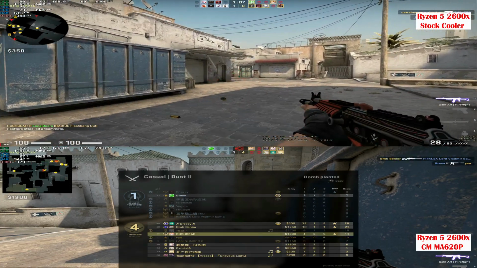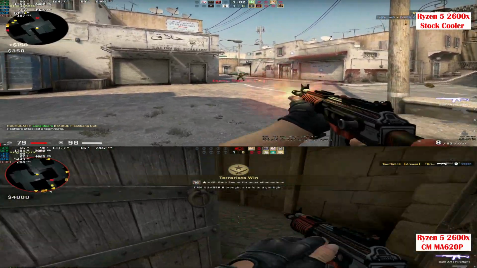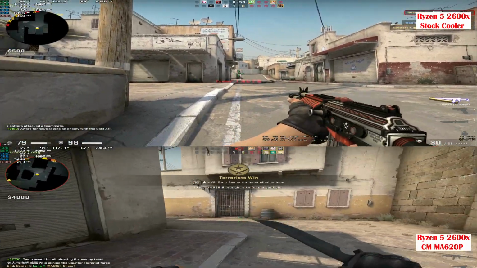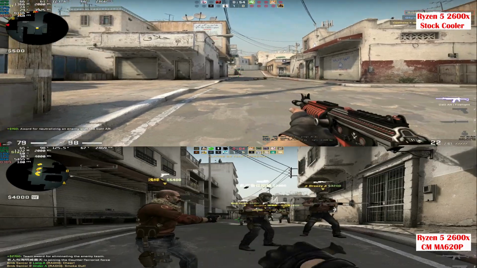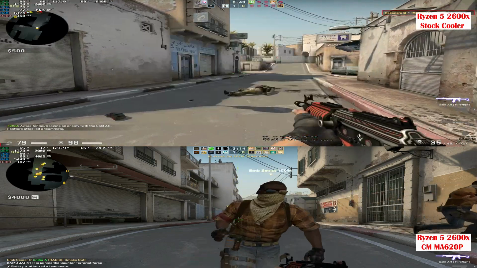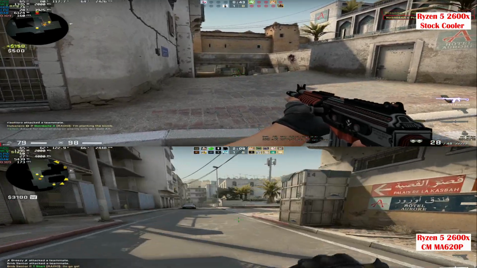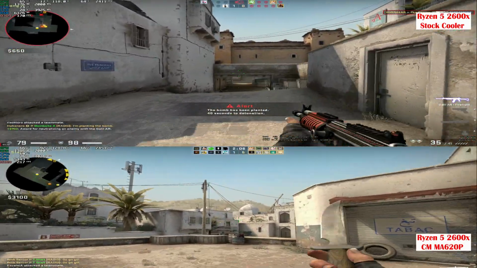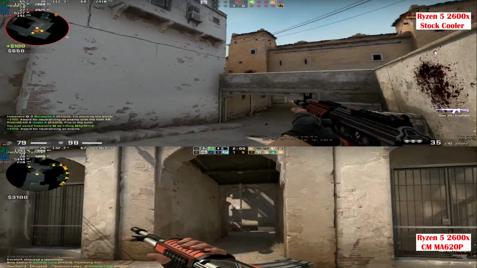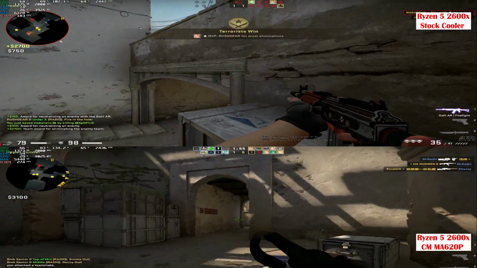This one is with CSGO. The above, as you can see, is the stock cooler. The temperature is actually 75 degrees, while below we're only around 60 degrees. Above I can only reach up to 3.9 gigahertz clock speed, while below I can reach 4 gigahertz or sometimes higher.